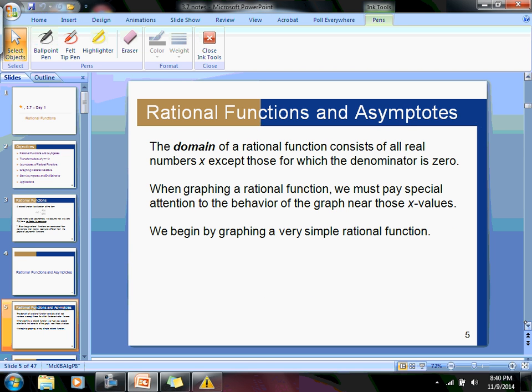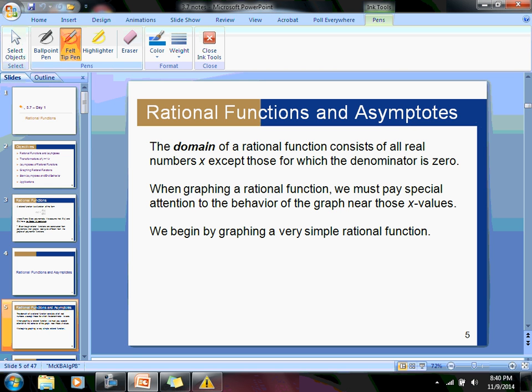As we're going through these graphs, we're going to find all different kinds of information about them. We're going to find domain, and we're going to find range. We're also going to find our x-intercepts and our y-intercepts. And we're going to talk about two new features as well, called the horizontal asymptote and the vertical asymptote.